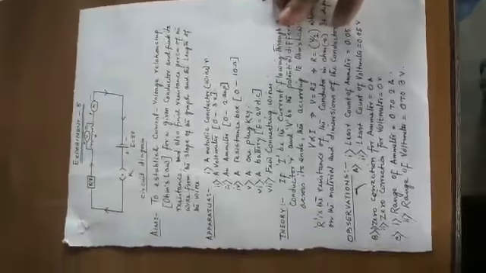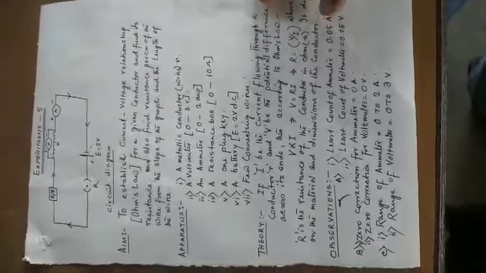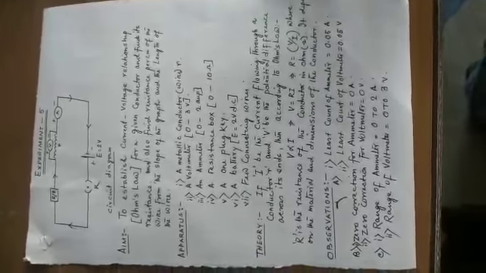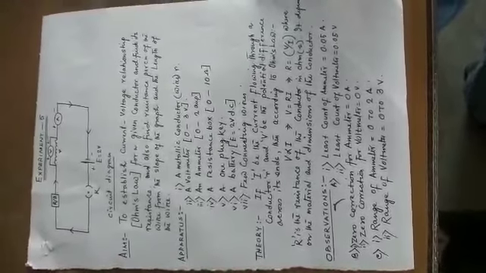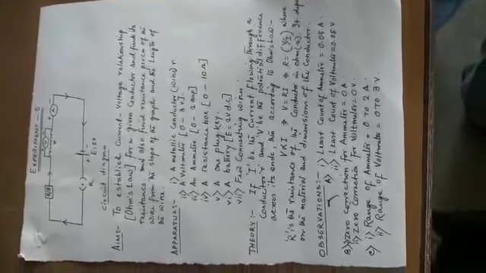This is the last experiment. This is the electrical experiment, experiment number 5. Here the aim of the experiment is to establish the current-voltage relationship, that is Ohm's law, for a given conductor and find its resistance, and also find the resistance per centimeter of the wire from the slope of the graph and the length of the wire.